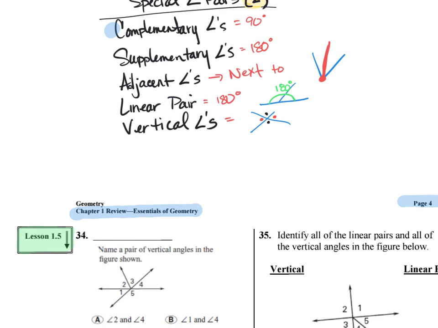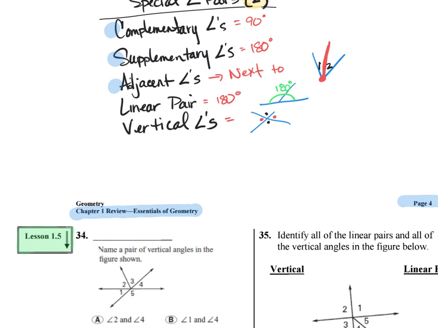Complementary angles, those are the angles that add up to 90 degrees. Supplementary angles, those are the angles that add up to 180 degrees. Adjacent angles, those are simply angles that are next to each other. So here I have your common vertex and your shared side. The two adjacent angles in this picture are angle number 1 and angle number 2. They're right next to each other.